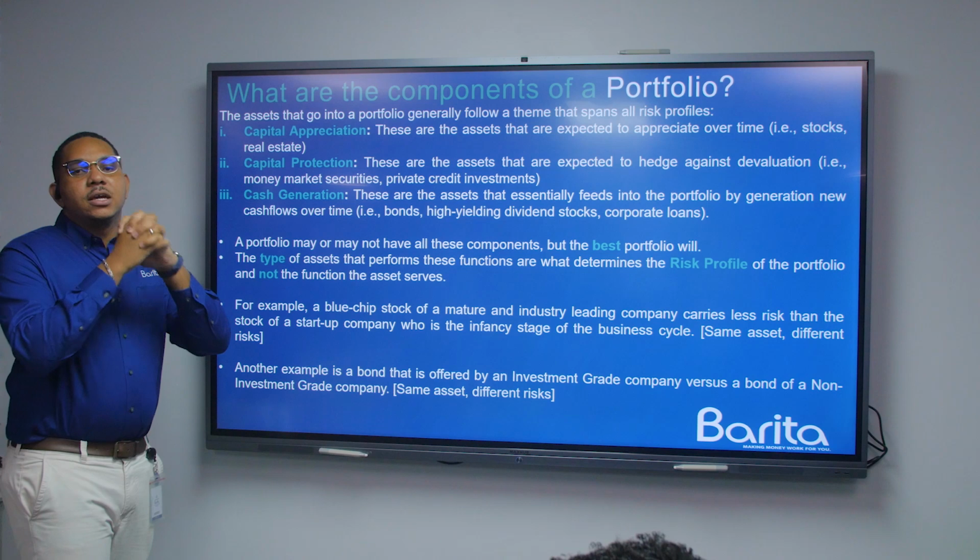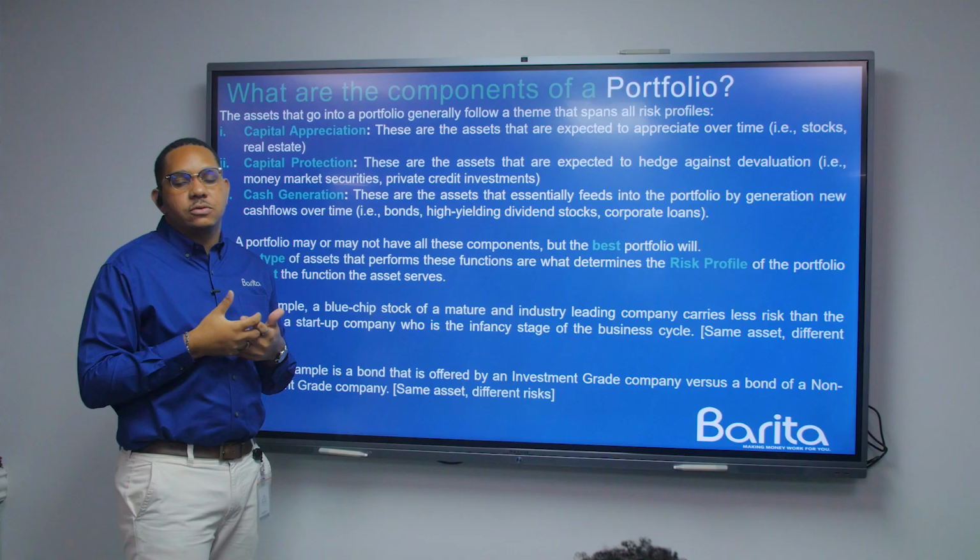The questionnaire that they answer at Barita determines that risk profile. Because you do not know what kind of measures or metrics they utilize at other brokerage houses to determine a risk profile. They could probably have assigned the wrong risk profile to the person over there. You can't hold yourself responsible for that. You have to work within the guidelines stipulated by Barita.